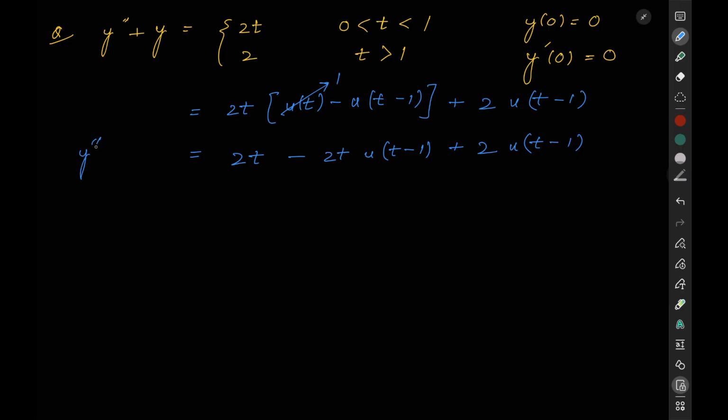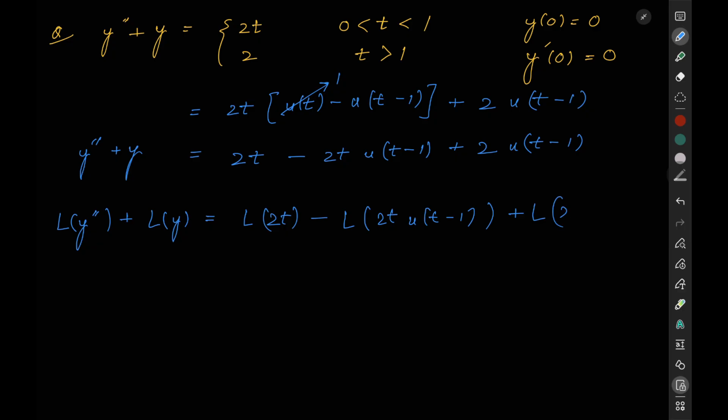And on the left side we have y double dash plus y. Now to solve this initial value problem, the first step is we need to take the Laplace transform on both sides. So it will become the Laplace transform of y double dash plus the Laplace transform of y equals the Laplace transform of 2t minus the Laplace transform of 2t into u(t minus 1) plus the Laplace transform of 2 u(t minus 1). Now let's solve the right hand side first. The Laplace of 2t will be 2 upon s square.